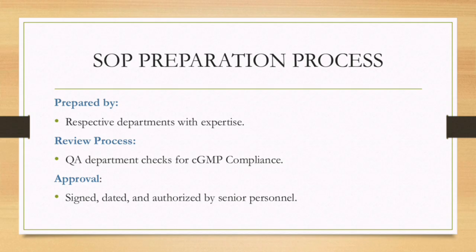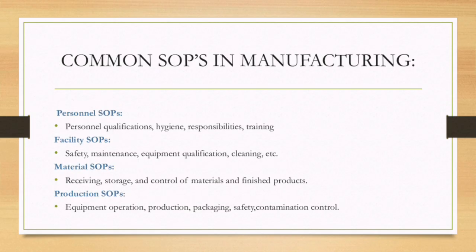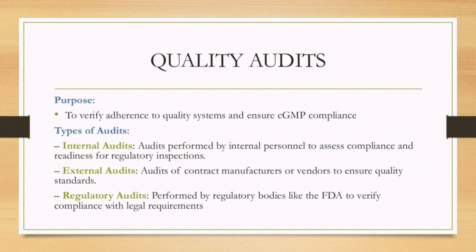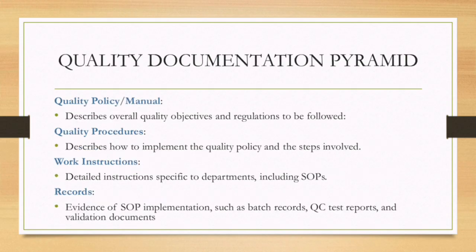Review process: QA department checks for the CGMP compliance. Approval: signed, dated, and authorized by the senior personnel. Common SOPs in manufacturing: personnel SOPs, facilities SOPs, material SOPs, production SOPs. Quality audits. Purpose: to verify adherence to the quality system and ensure the CGMP compliance. Types of audits: internal audits, external audits, regulatory audits.